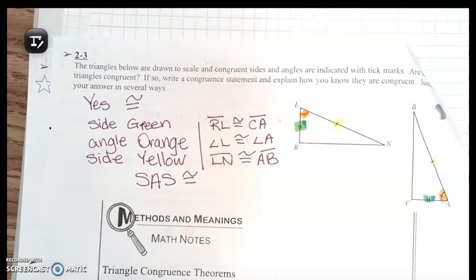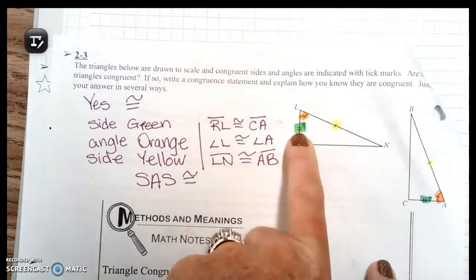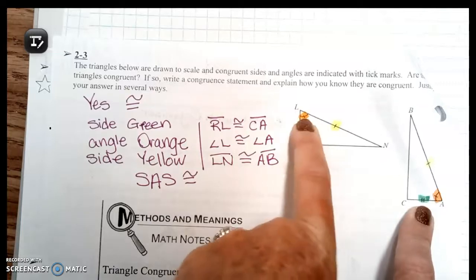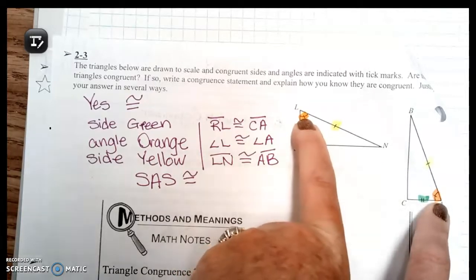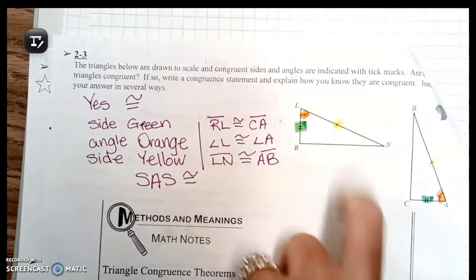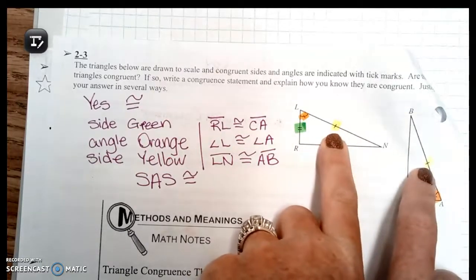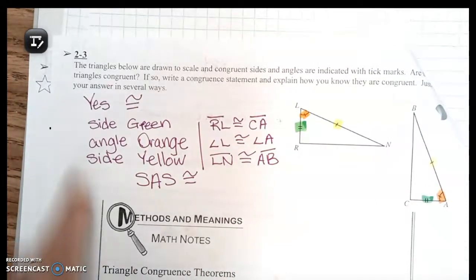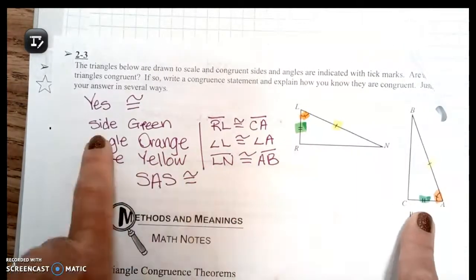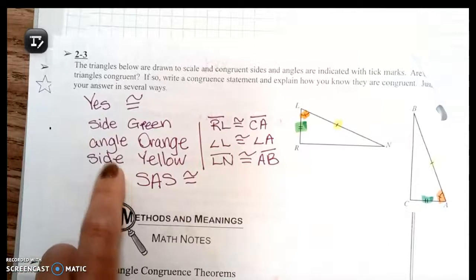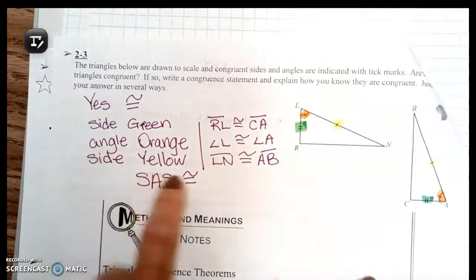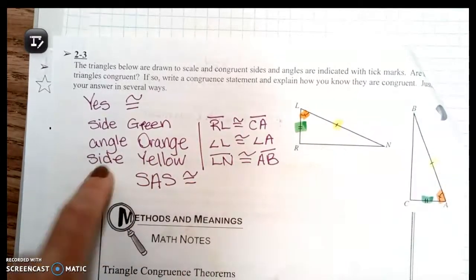Okay? So I took my highlighter again. I found a double tick and a double tick, so I marked them both green. I found a single tick angle and a single tick angle, so I marked them both orange. And then I found a single tick and a single tick side, so I marked them both yellow. Okay? So the green and green are a side. The orange and orange are angles. And the yellow and yellow are sides.